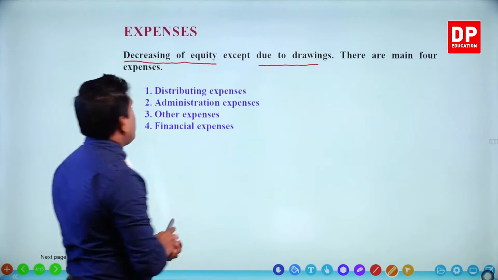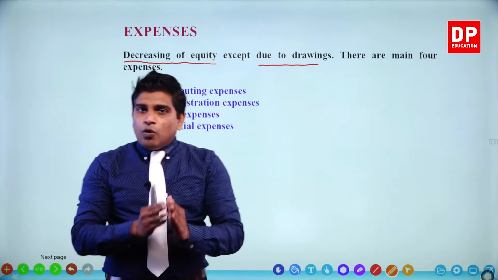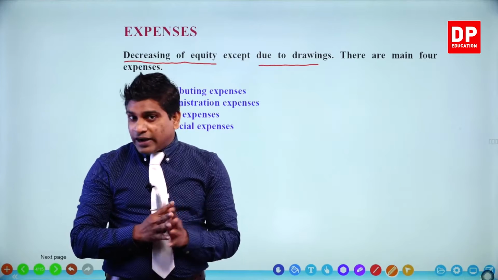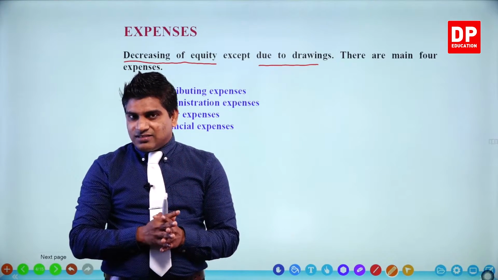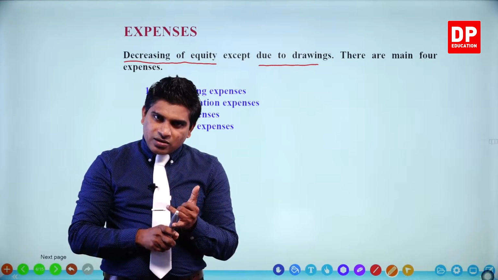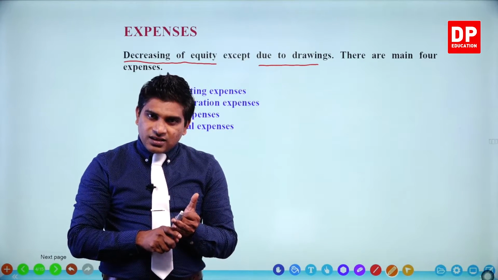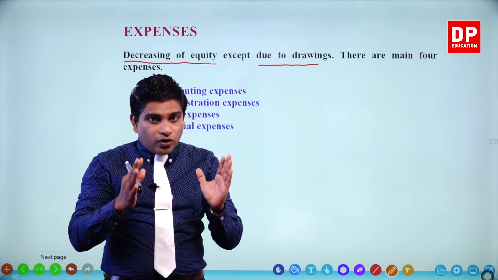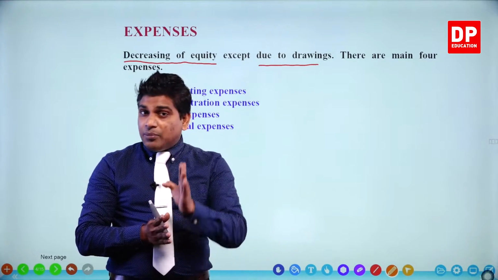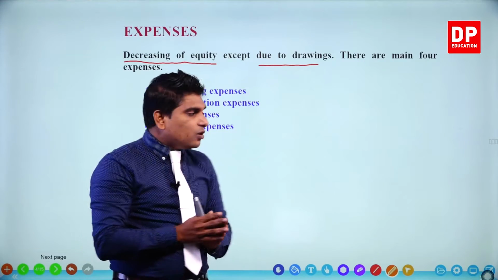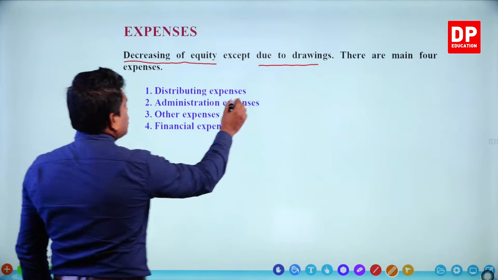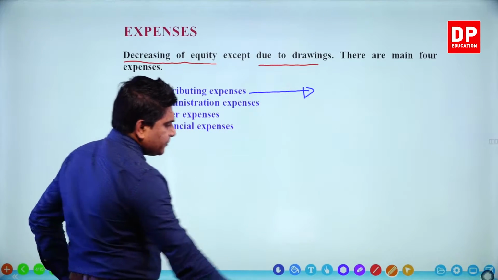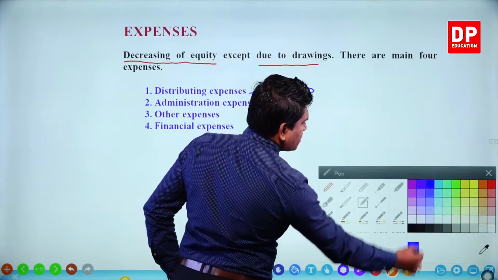There are main 4 expenses. Now, remember, all the expenses in the business we can classify into main 4 categories. Now, you know what is an income, what is an expense. But here we don't classify income. We classify only expenses. There are main 4 expense categories. What are they? First one is distributing expense.